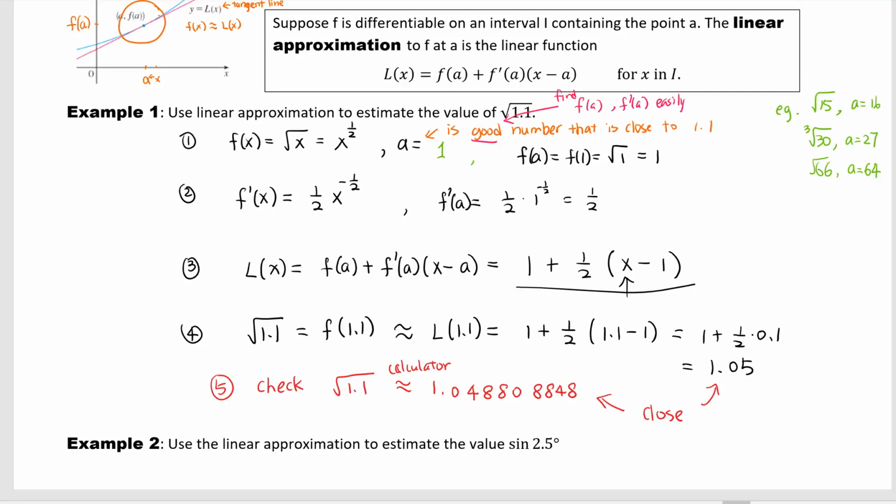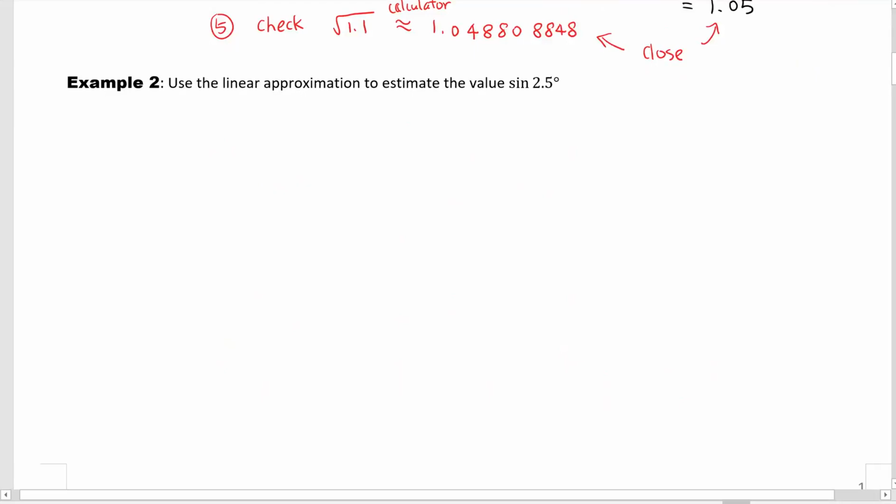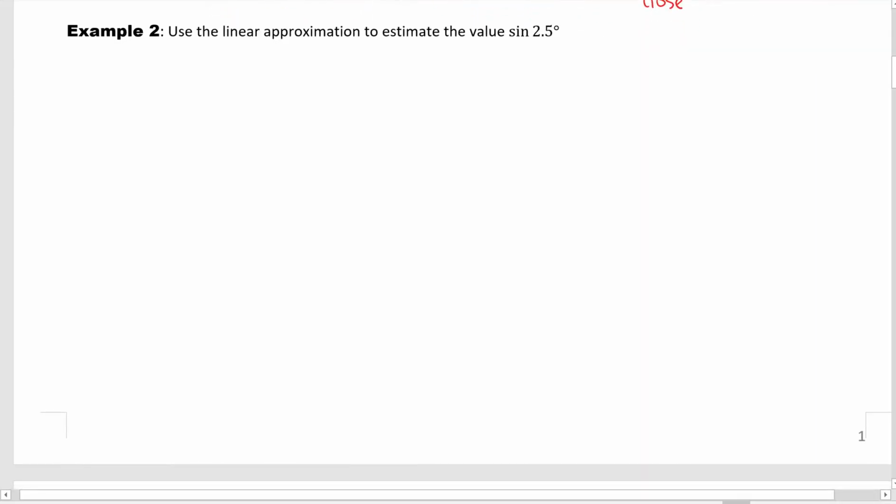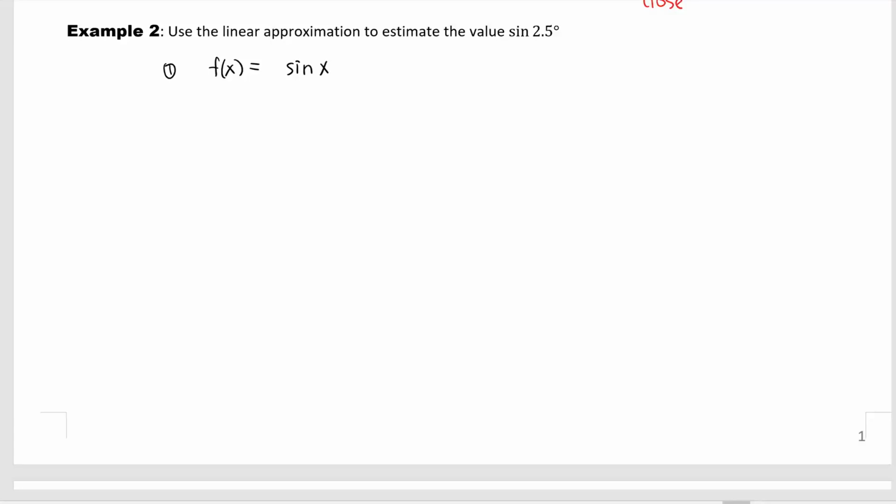Maybe you differentiated wrong. Okay, let's continue to look at example 2. Use the linear approximation to estimate the value of sine of 2.5 degrees. Okay, so let me use black. First step, define our function. What is that? I really hope that you can pause the video and try to work on this problem first. Are you done? Let's check our answer. So f of x is sine of x.